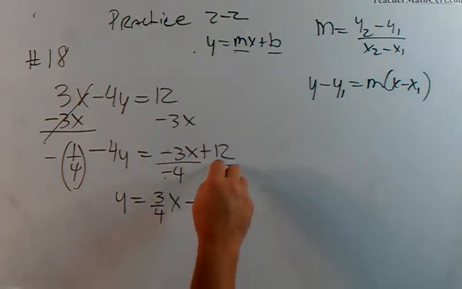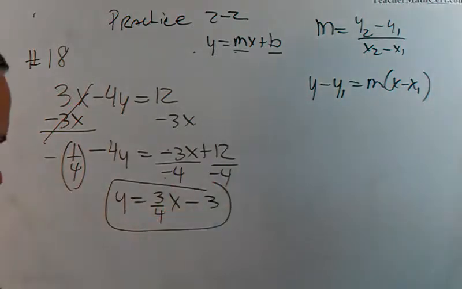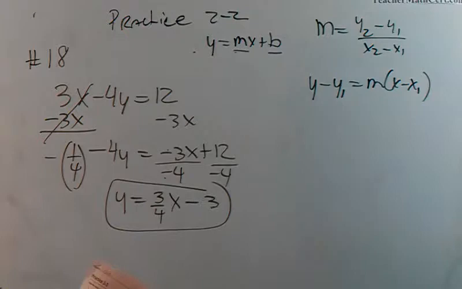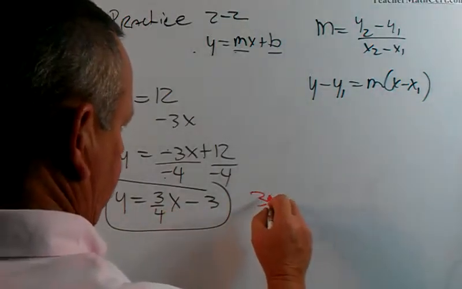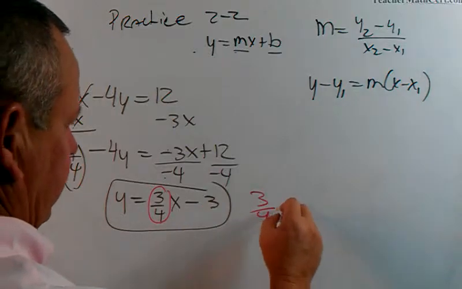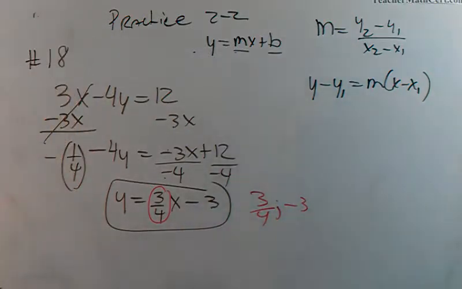We're going to be a negative. That's going to be what? 3. There's your answer. There is the slope. Slope is 3/4, right? And the y-intercept is what? Negative 3. Verify that. Number 18.